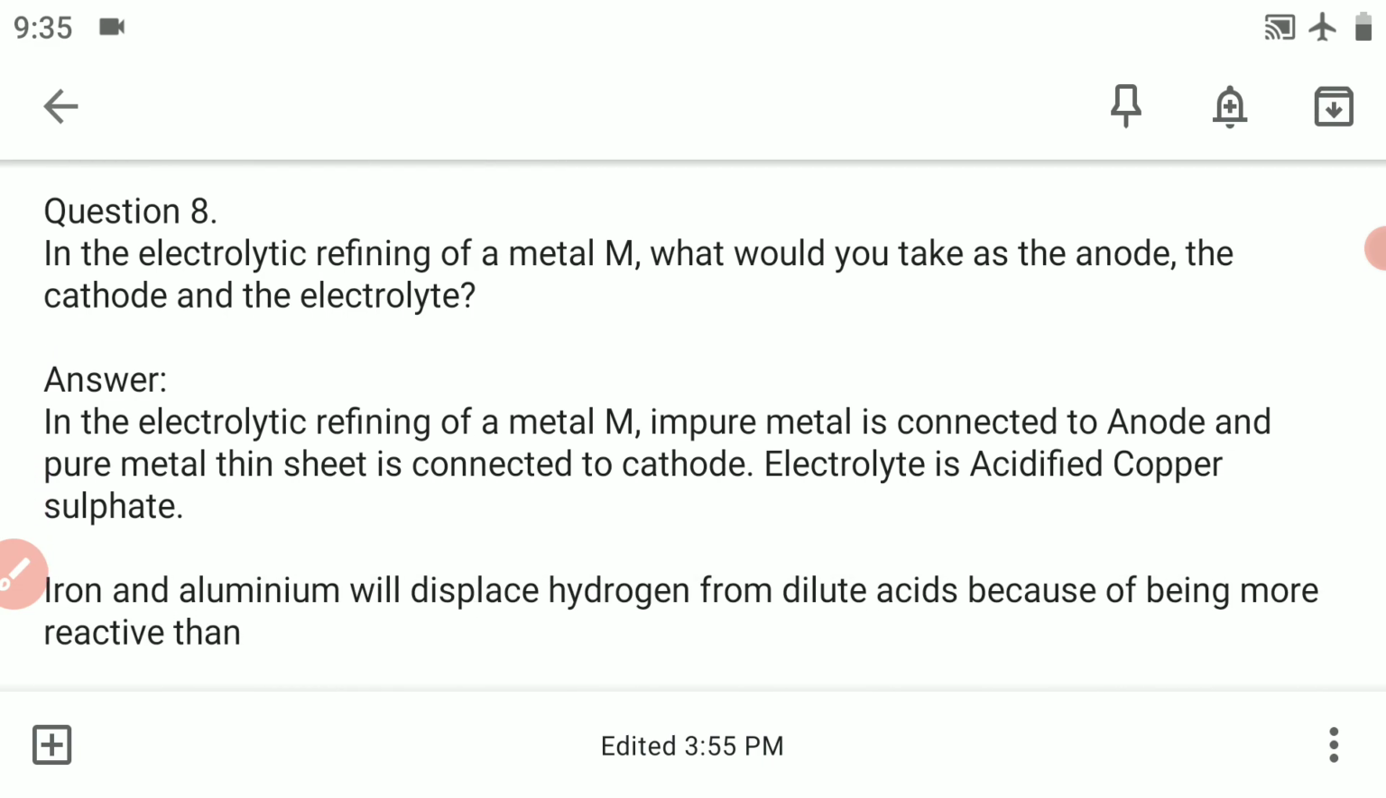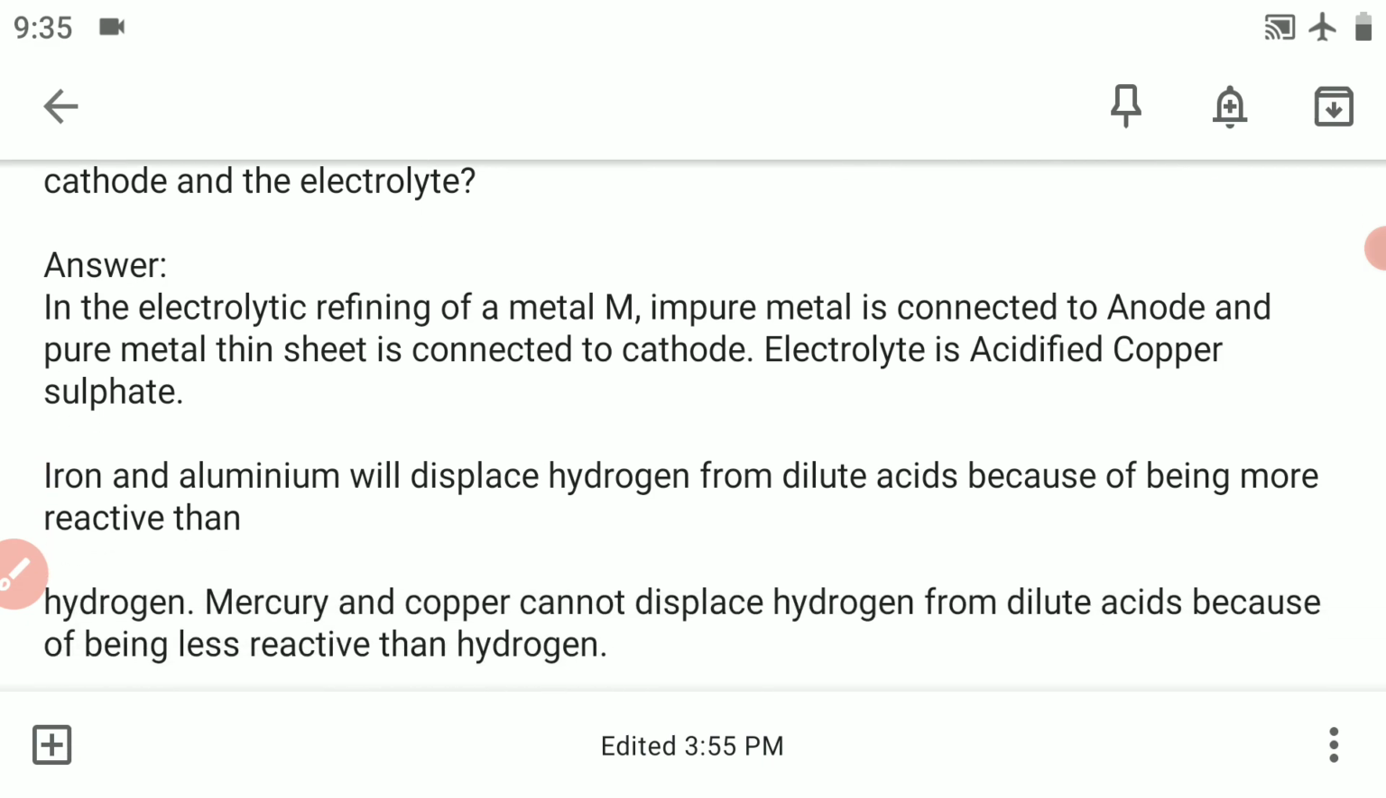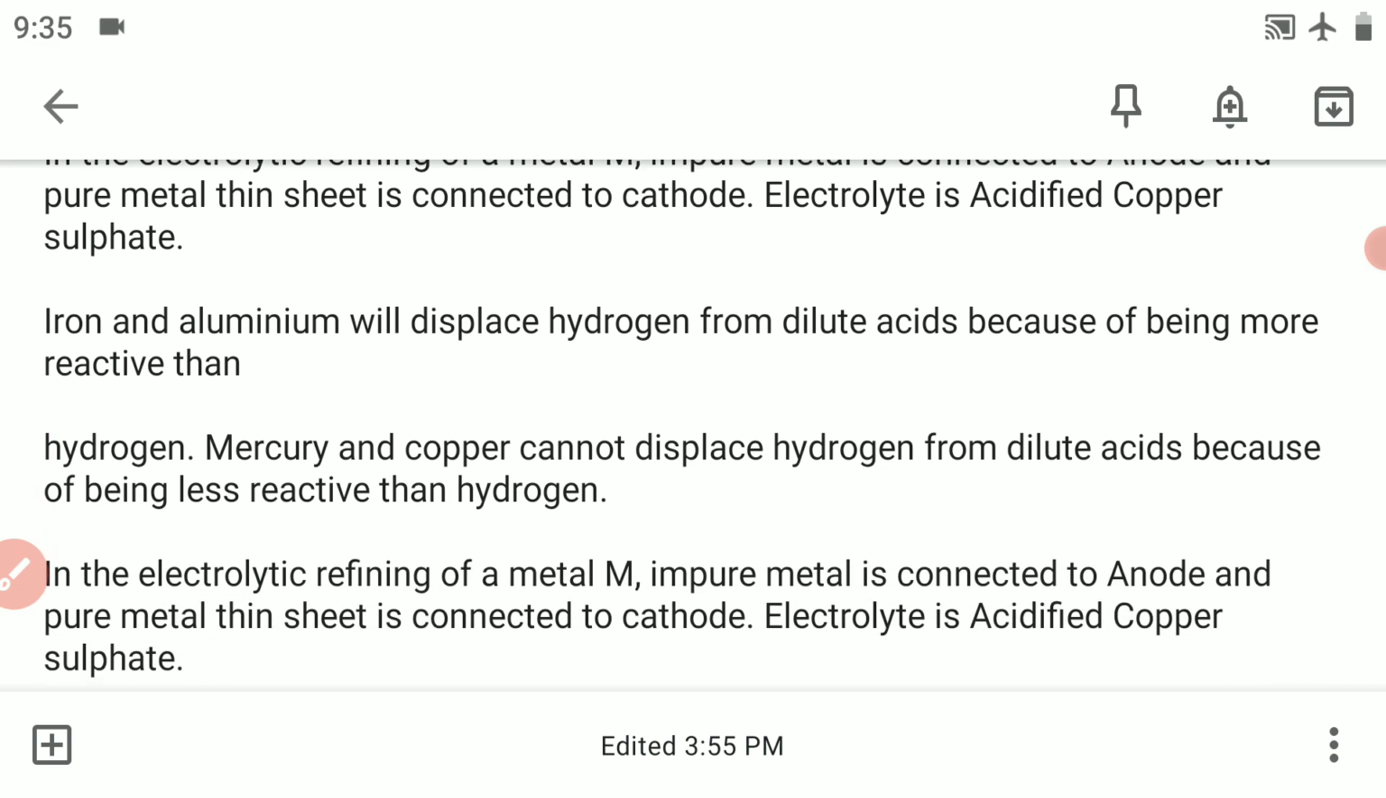Question number 8 is, in the electrolytic refining of metal M, what would you take as the anode, the cathode and the electrolyte? The answer is, in the electrolytic refining of metal M, impure metal is connected to the anode and a pure metal thin sheet is connected to the cathode. Electrolyte is acidified copper sulfate.